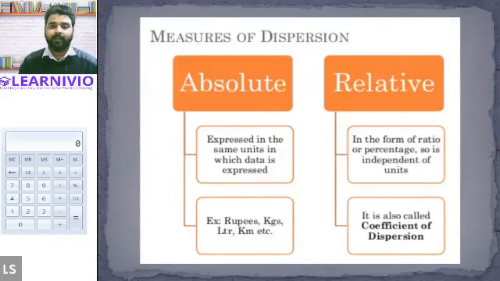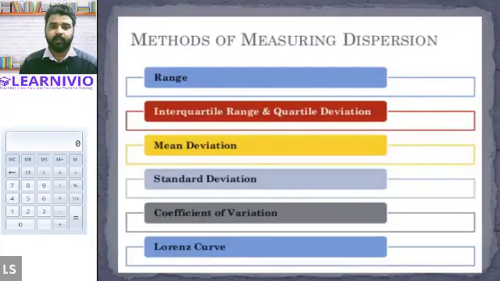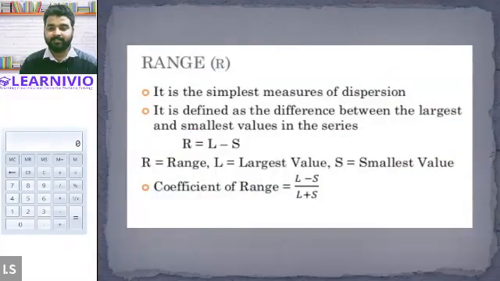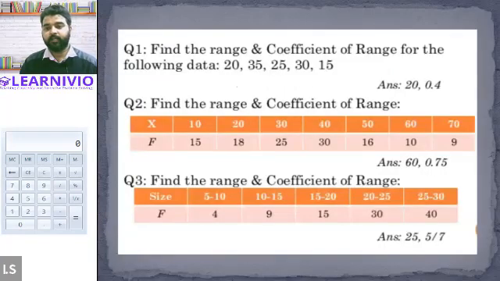Then I have told you what the different measures and types of dispersion are. On the basis of measure, we can categorize dispersion into two parts: the absolute measure of dispersion and the relative measure of dispersion. After that, we discussed various methods by which dispersion can be calculated, including the meaning of range, how we calculate range, what the coefficient of range is, and how it is calculated in different types of series.